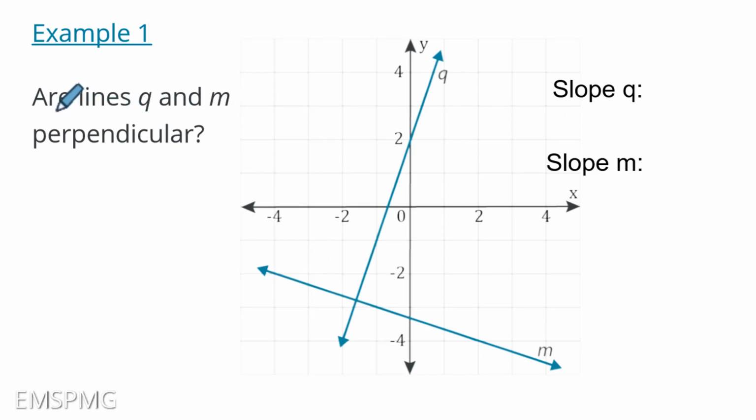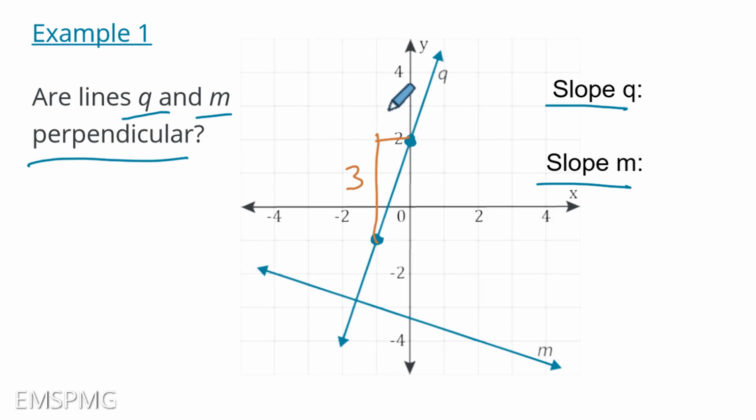In this example, we're going to check out, are the lines Q and M perpendicular? Step 1 is you need to find the slopes of both of them and then compare them to see if they're opposite reciprocals. So let's find the slope of Q. We've got a coordinate here and a coordinate there. Let me switch to orange. We've got 1, 2, 3, so we go up 3 and then over 1. So the slope of this is 3/1.